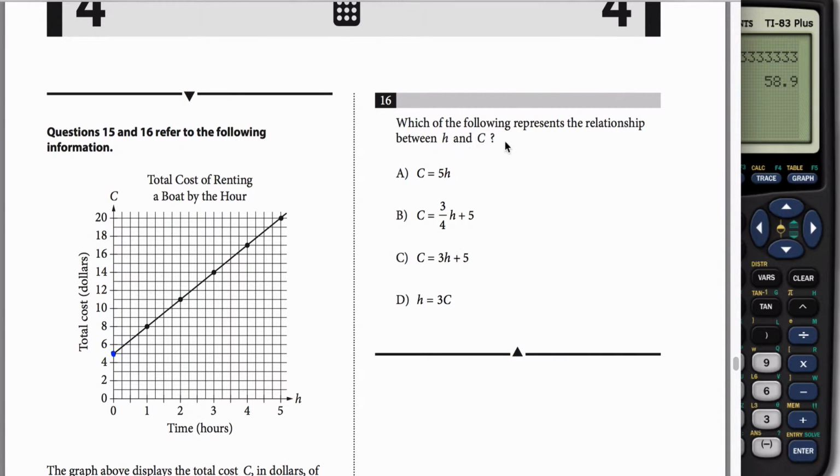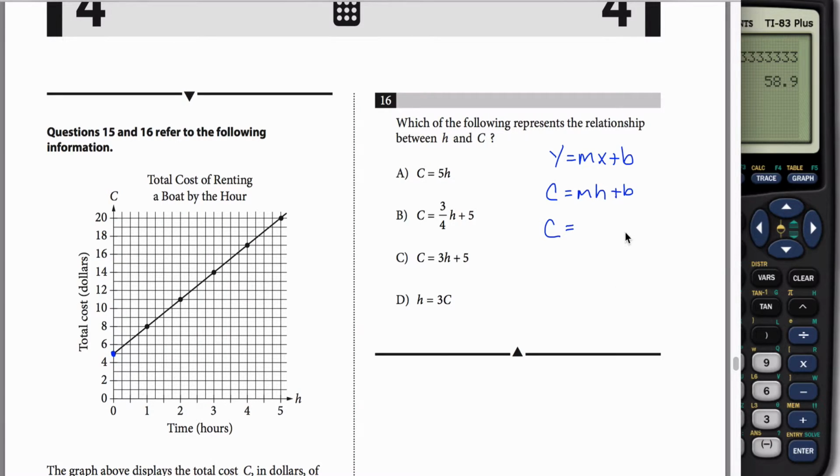16 says, which of the following represents the relationship between H and C? In other words, this line right here, can you come up with this equation? Well, maybe when you're thinking about the equation of the line, you're thinking y equals mx plus b. That's good if you're thinking that, m being the slope and b being the y-intercept. However, in this case, it's not a y, it's a c. And it's not an x, it's an h. But b and m still represent the same things. The m represents the slope, and the b represents the y, or c in this case, intercept.